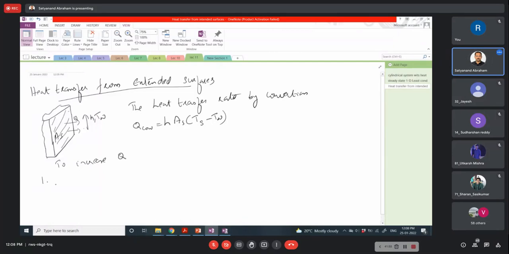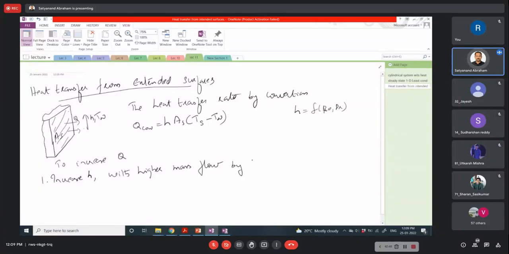First, we can increase h. That is the first method, and obviously it is very easy to do. How can we increase h? With a higher mass flow rate. We said that h is a function of Reynolds number, Prandtl number and so on. Increasing the mass flow rate means increasing the Reynolds number, so h automatically increases.